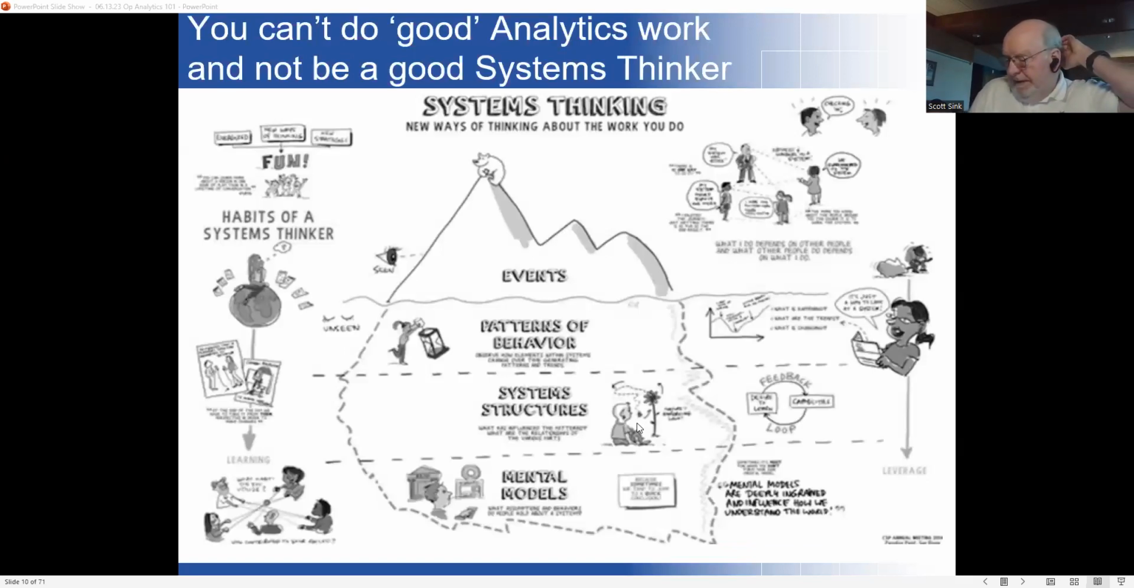So one of the things that I'll start off by saying, and I think it's maybe intuitively obvious, is that you can't really do a good job being an analyst if you don't do systems thinking. So good analytics really comes from understanding patterns of behavior, understanding system structures, and then changing mental models.